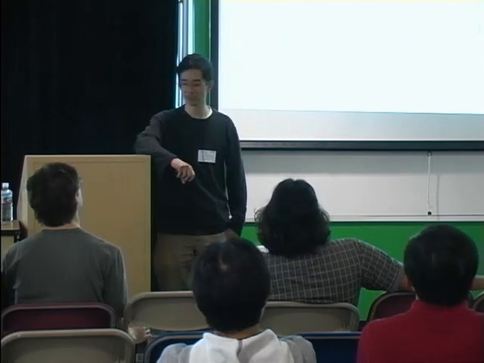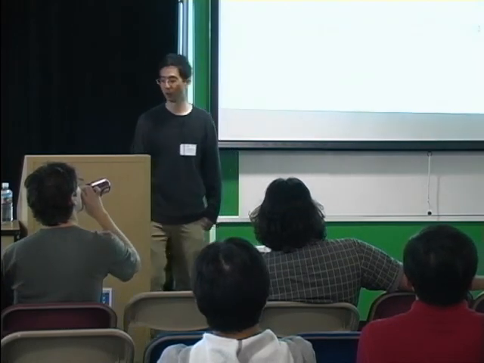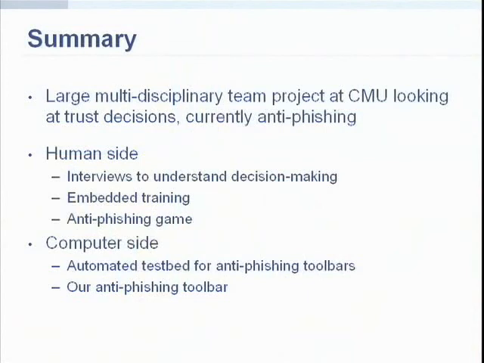Okay, so the quick summary. This is the last slide. Again, we are a large multidisciplinary team at Carnegie Mellon looking at trust decisions, currently focusing on anti-phishing. I described some of the human side of the things that we're doing with respect to interviews to understand how people make decisions, what cues people look for, and so on. I described some of the embedded training that we've been doing to try to train people surreptitiously in the context of regular email use. And I've also described an anti-phishing game that we've done.